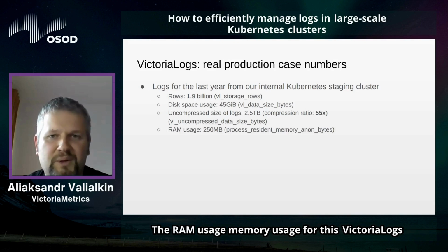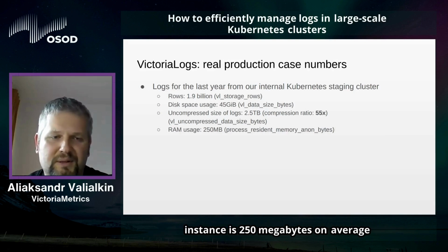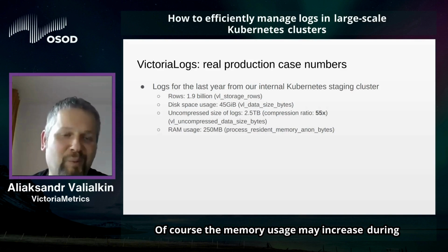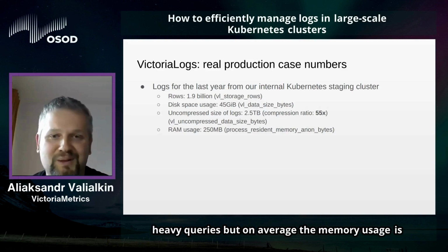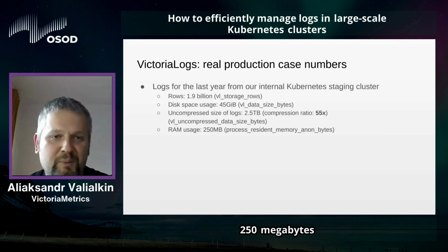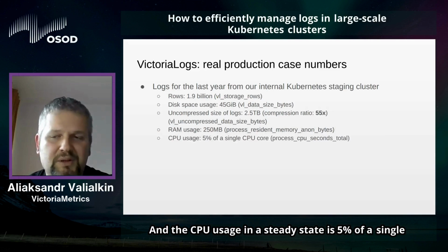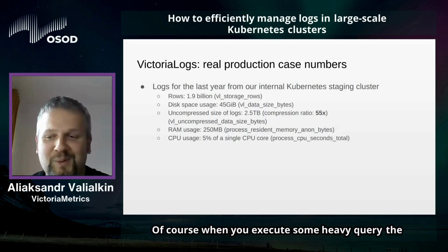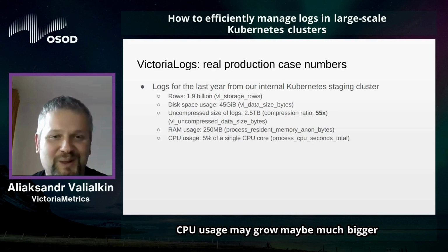The RAM usage, memory usage for this VictoriaLogs instance is 250 megabytes on average. Of course, the memory usage may increase during heavy queries, but on average, the memory usage is 250 megabytes. And the CPU usage in steady state is 5% of a single CPU core. Of course, when you execute some heavy query, then the CPU usage may grow, maybe much bigger.